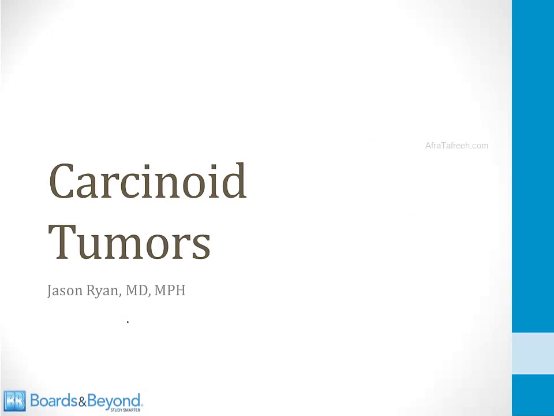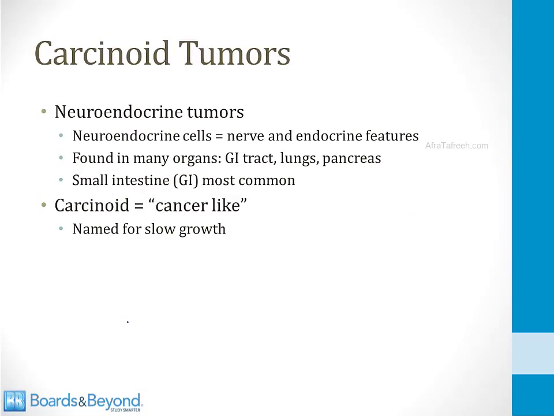Hi everybody, welcome to our module on carcinoid tumors. Carcinoid tumors are neuroendocrine tumors, and neuroendocrine tumors derive from neuroendocrine cells, which are cells that have both nerve and endocrine features, and they're found in many organs throughout the body, including the GI tract and the lungs and the pancreas, and the small intestine in the GI tract is one of the most common locations of neuroendocrine cells.